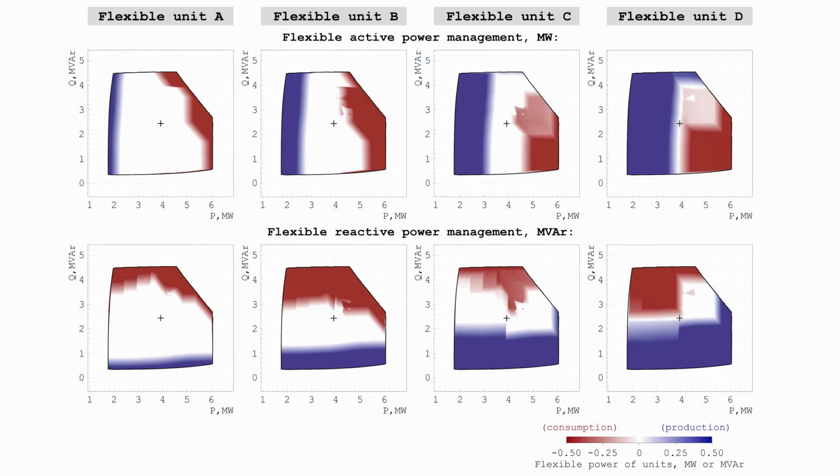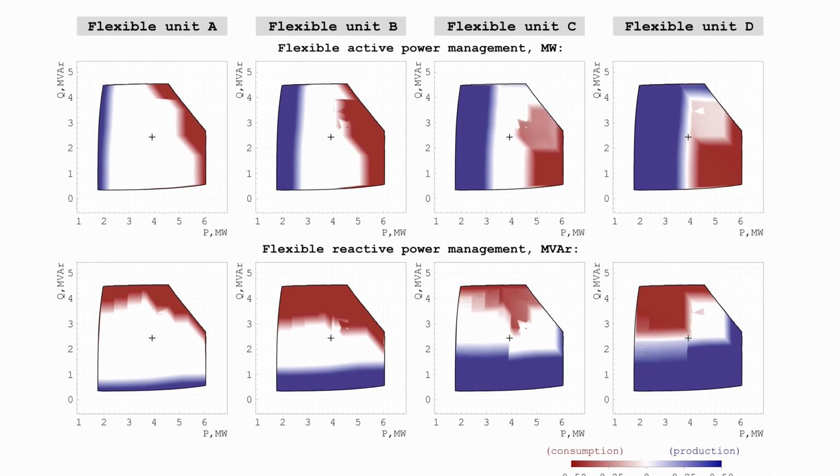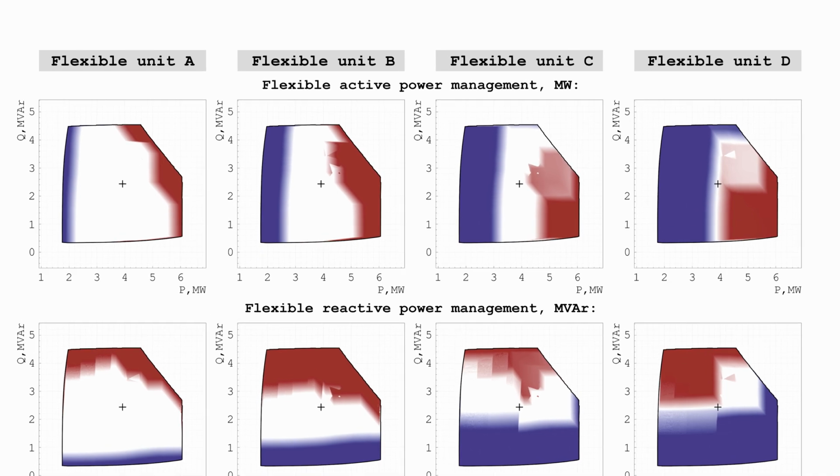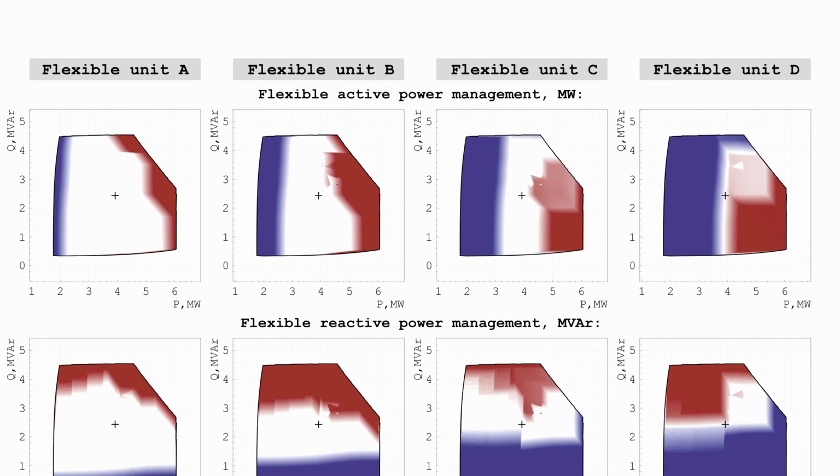So I know that this is quite a complex figure, and we will stop here for some time to discuss the details. And what you see here is basically 2 sets of figures. So the upper 4 figures, they are called flexible active power management in megawatts. So we see here how units regulate their P, their active power consumption. We see that the figures have some colors, white, blue, and red. And in this case, the color map corresponds to the consumption and production. Consumption is shown in red color, production is shown in blue color.